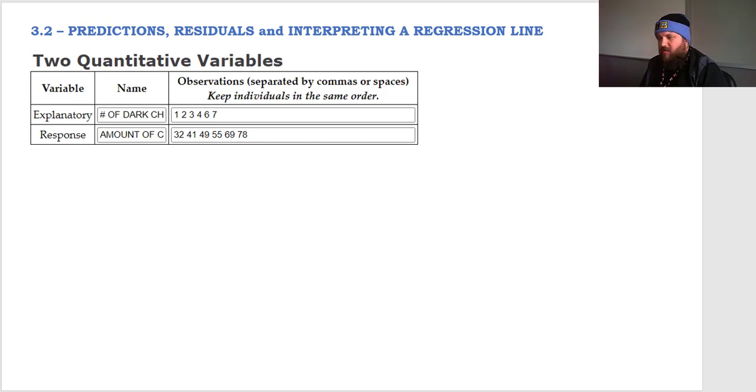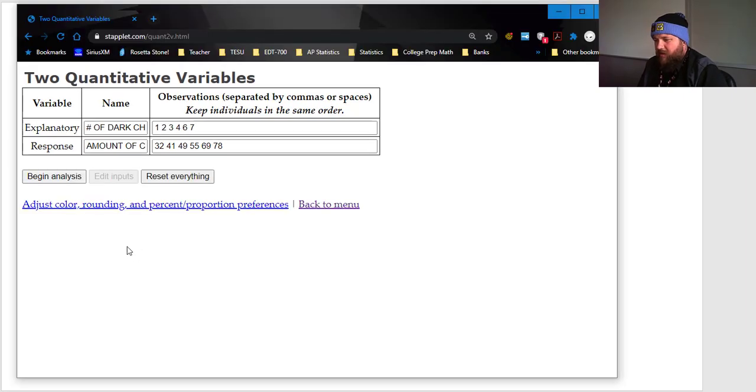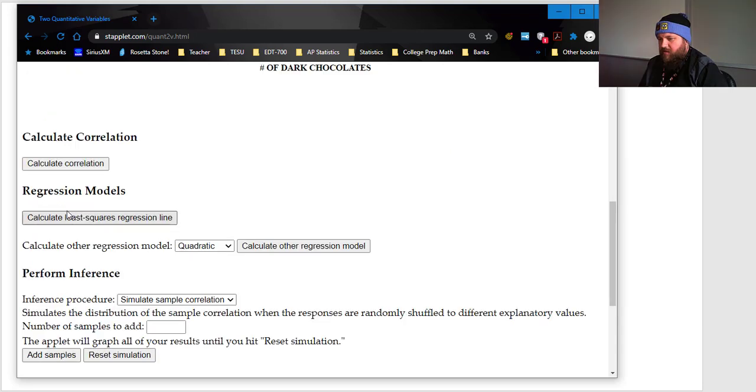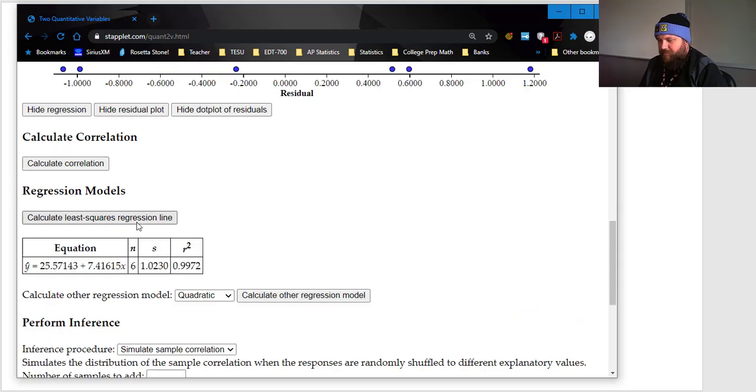So let's go over to staplet.com and get our least squares regression line, as well as see what the plot looks like. All right, we've got it all right there. There is our scatter plot of the data. Again, we have the number of dark chocolates as our explanatory variable, and our response variable is the amount of calories. So let's come down here to calculate the least squares regression line to get an equation.